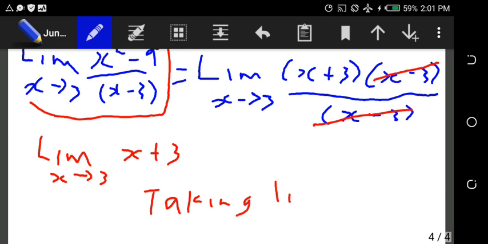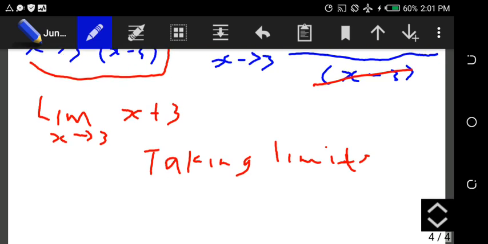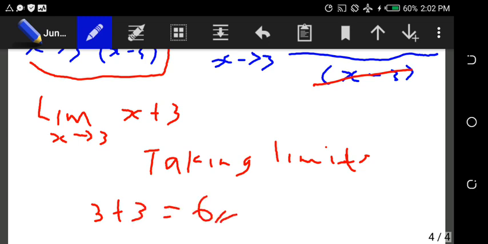So taking the limits at this very level. So taking our limits here, x will be replaced by 3. So we have 3 plus 3, and that will give us 6. And that is the solution to this problem.